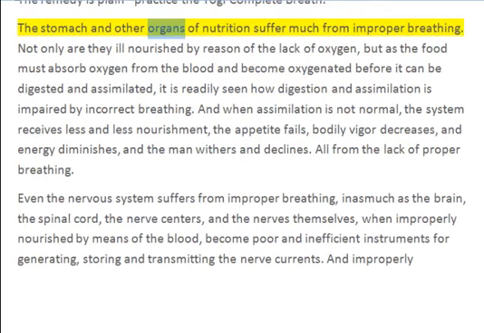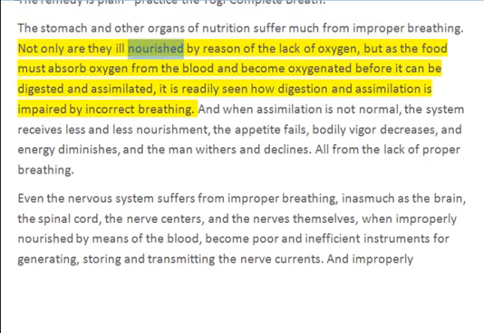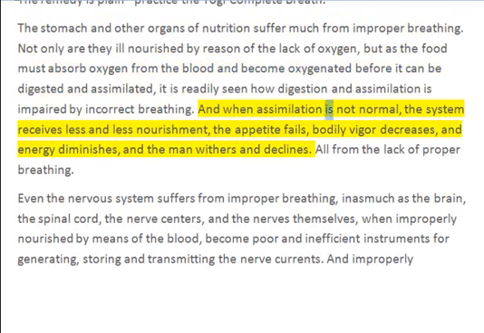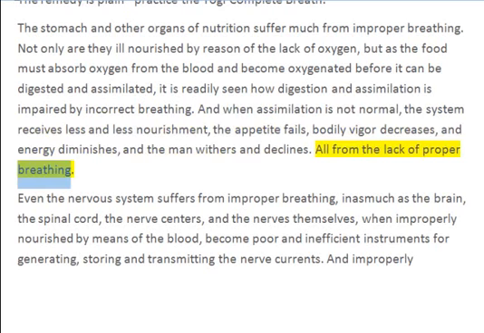The stomach and other organs of nutrition suffer much from improper breathing. Not only are they ill-nourished by reason of the lack of oxygen, but as the food must absorb oxygen from the blood and become oxygenated before it can be digested and assimilated, it is readily seen how digestion and assimilation are impaired by incorrect breathing. And when assimilation is not normal, the system receives less and less nourishment, the appetite fails, bodily vigor decreases, and energy diminishes, and the man withers and declines. All from the lack of proper breathing.